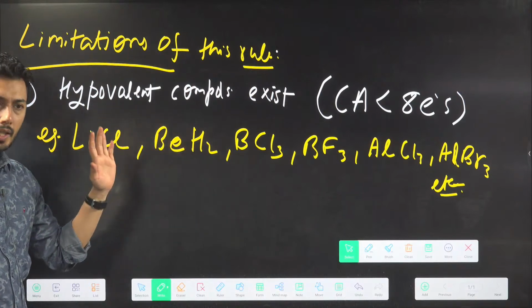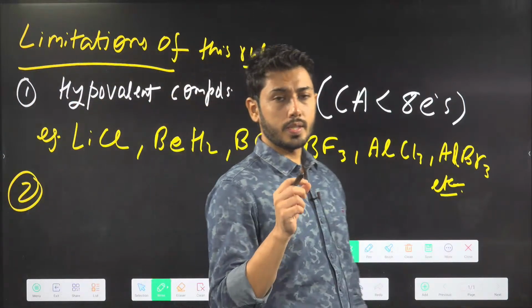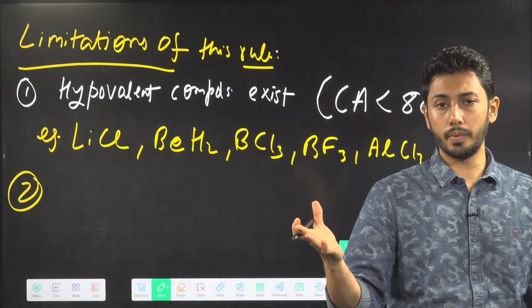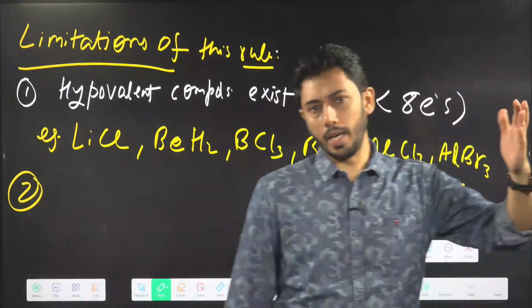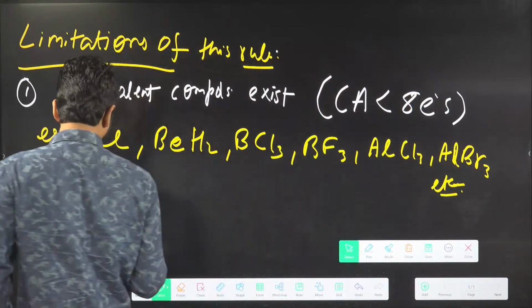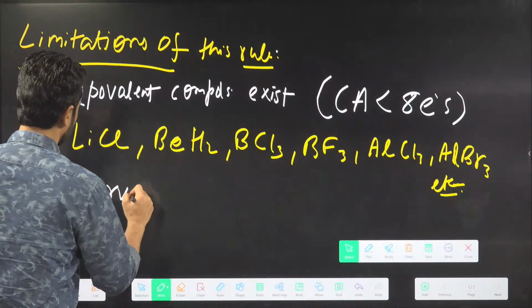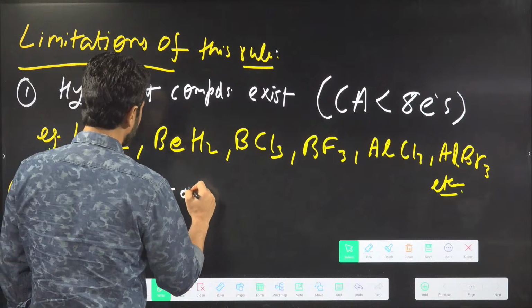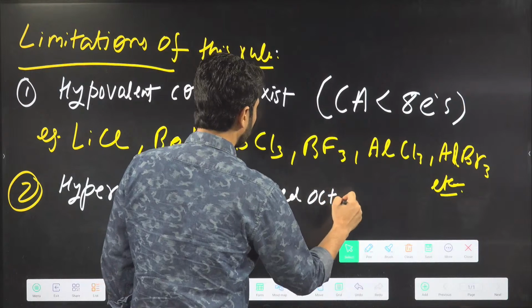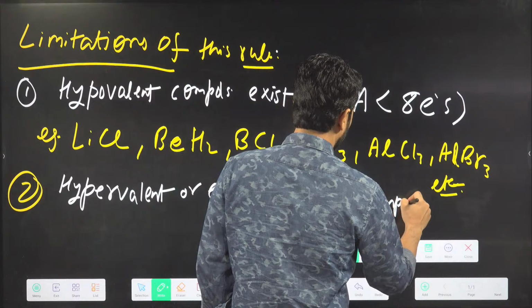ठीक है भाई? Next, there is a type of compound where the central atom has more than 8 electrons, and they are termed hypervalent compounds or expanded octet compounds. You can mention that here. Another name you can add in the notes is superoctet compounds also.